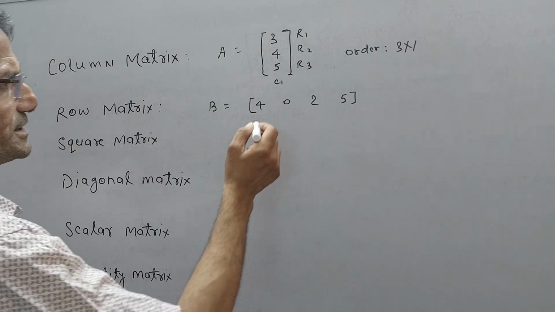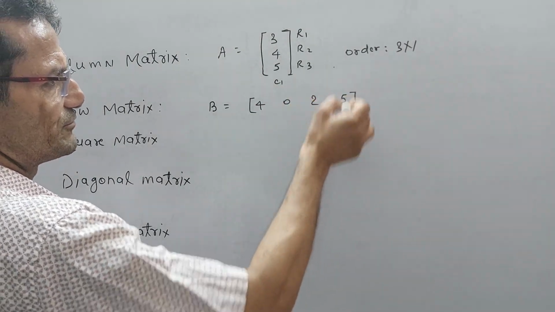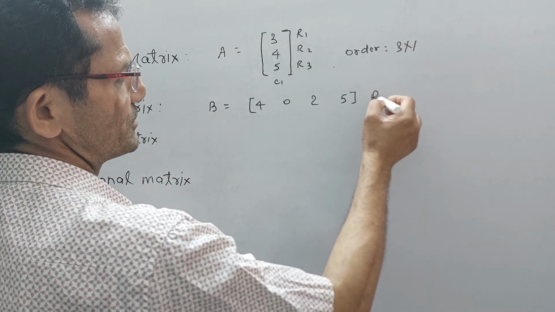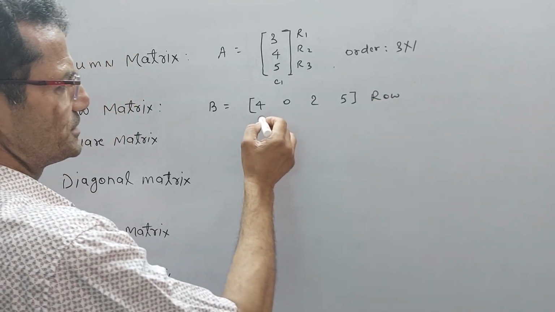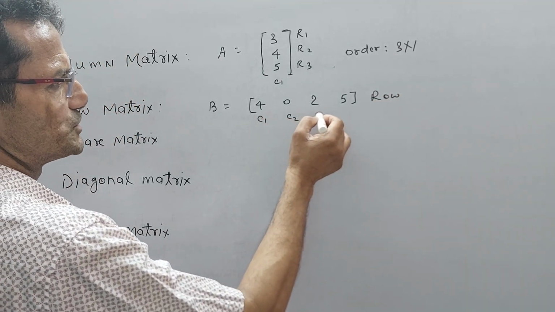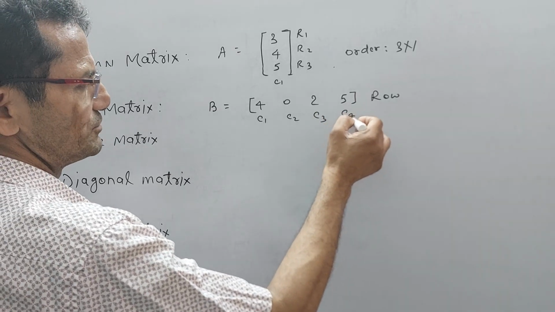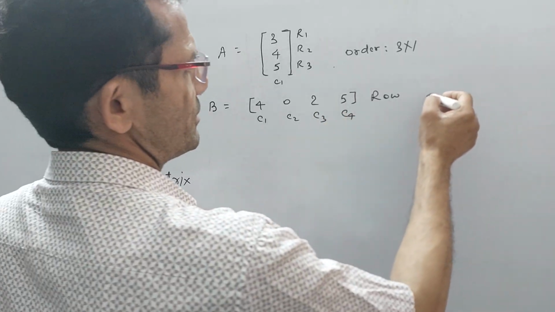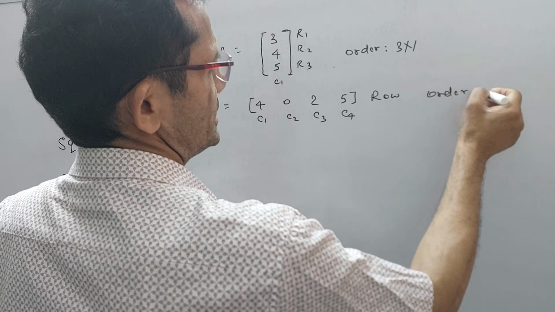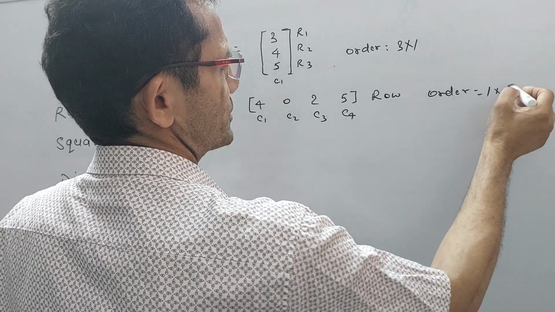So how many columns does it have? First column, second, third and fourth. The row is only one, a single row. So this is the row, and this is column number 1, column number 2, column number 3 and column number 4. Right, so the order of this matrix: it has 1 row and 4 columns, so 1 by 4.